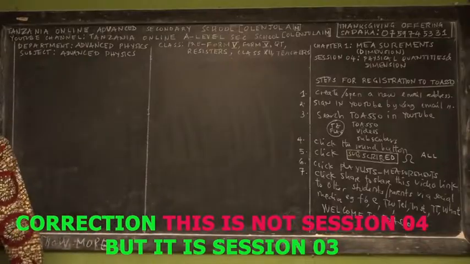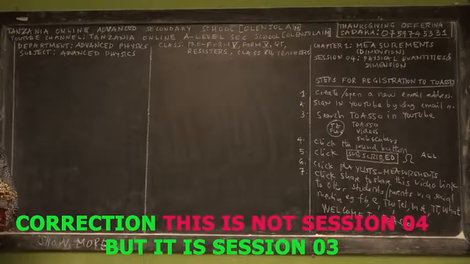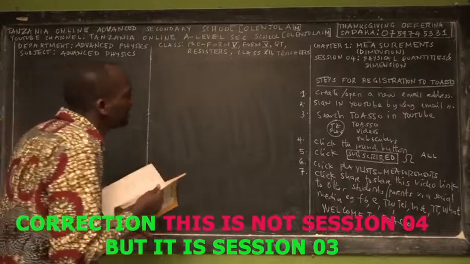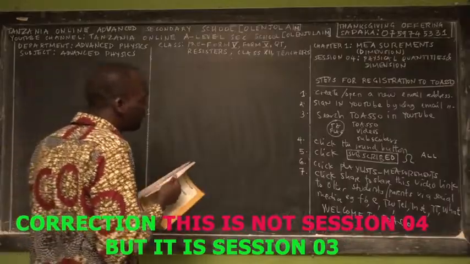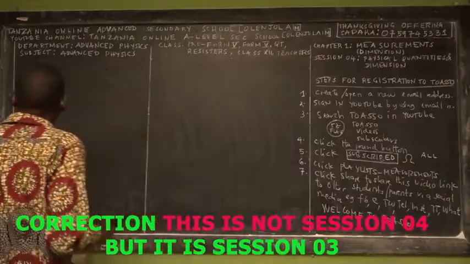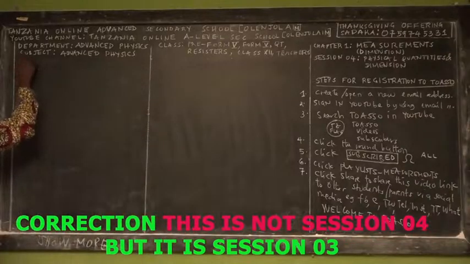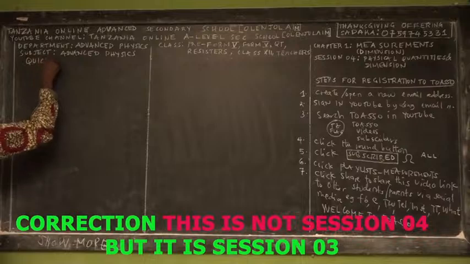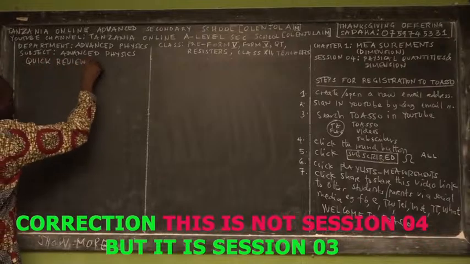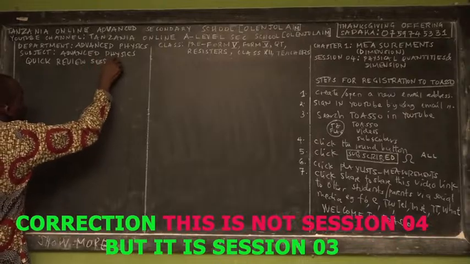And we are in chapter 1 called measurements, which contains dimension and error. Today we'll be focusing on dimensions, and welcome to session 4, titled physical quantities and dimension. Before we start today's contents, let me do a quick review of the previous session, session 3.